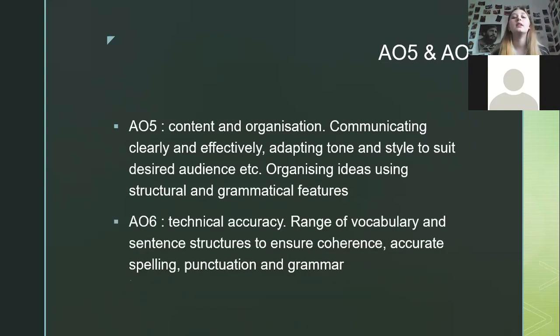And AO6 is technical accuracy, which is worth 16 out of the 40 marks for this section. That's using a range of vocabulary and sentence structures to ensure coherence, accurate spelling, punctuation, and grammar. So again, like the creative writing, your vocabulary is still so important. Using words like nice and good all throughout your writing isn't going to get you the high marks that you're aiming for. So make sure you're learning all these brilliant vocab words.